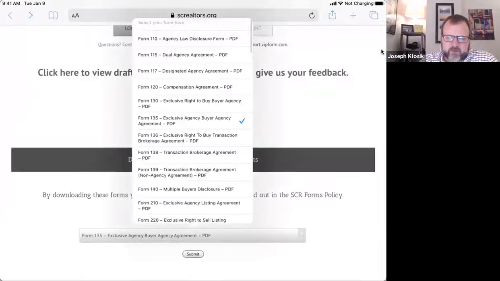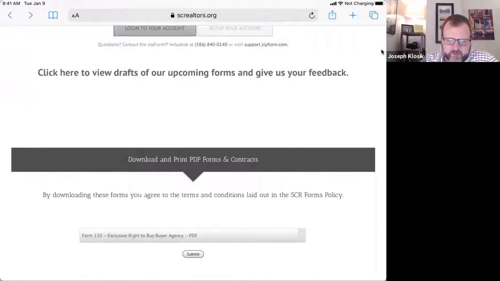So 130 is exclusive right to buy buyer agency agreement. Actually, no, 130 is the one we should be looking at. I had the wrong one up. 130 is exclusive right to buy buyer agency agreement. Exclusive agency would mean that they could be represented by another agent. So we are going to be using form 130. Sorry about that.